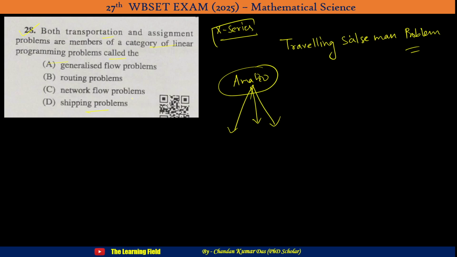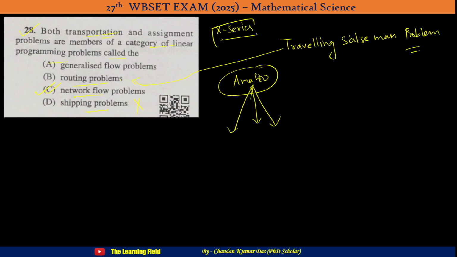So the transportation and assignment problem is not only a shipping problem, because here both the problems of LPP are considered, which are transportation and assignment. So both the problems are not cases of the shipping problem. So most likely these two problems are problems of network flow. Okay. So option C here is the answer. Routing problem, one kind of routing problem. Traveling salesman is obviously a kind of routing problem, but for both the problems, this is not true.